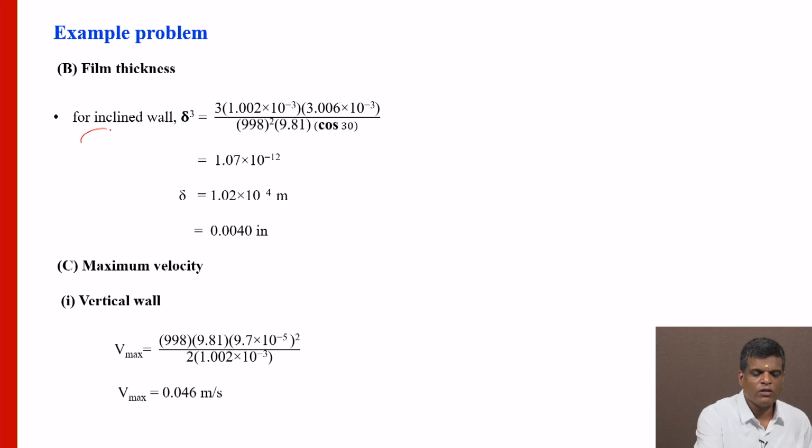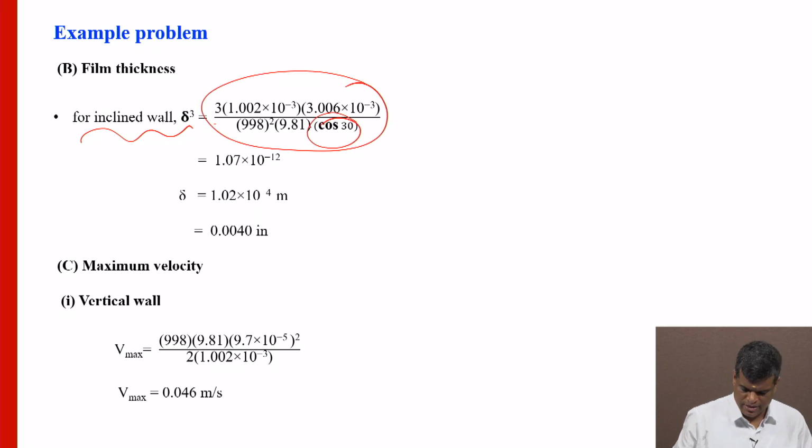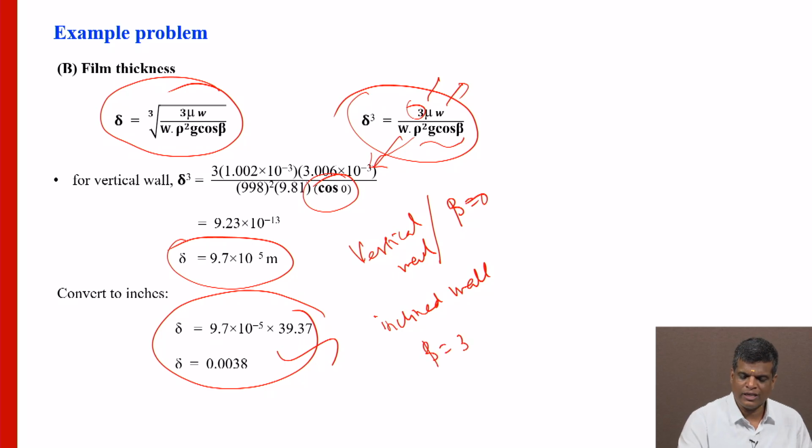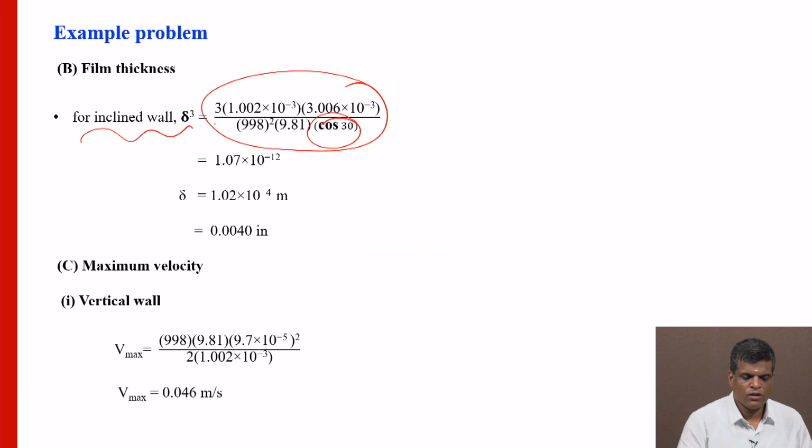So, for the inclined wall delta cube, now there are two walls, no? One is for cos 30, the other one is for this one. So here delta cube equals the same equation, where beta uses cos 30; in the previous problem, cos 0 was for the vertical wall. So there are two problems, one is the vertical wall, another one is the inclined wall. For the vertical wall beta equals 0, for the inclined wall beta equals 30 degree. So the two problems we are solving simultaneously here. So beta equals 30, and delta equals 0.04 for the inclined wall.